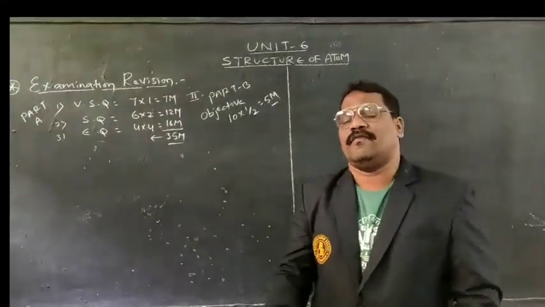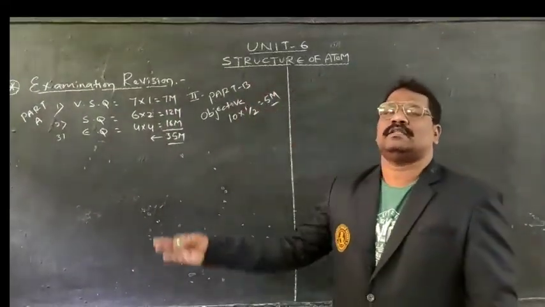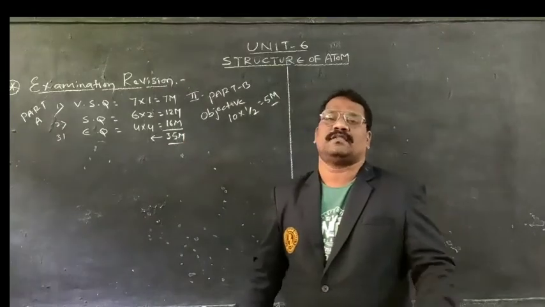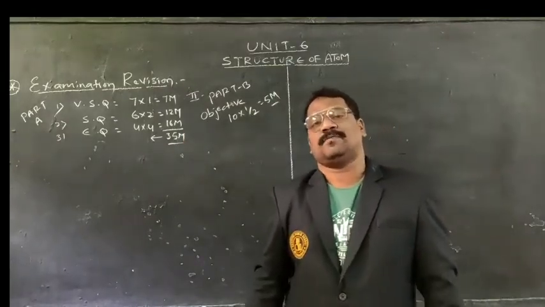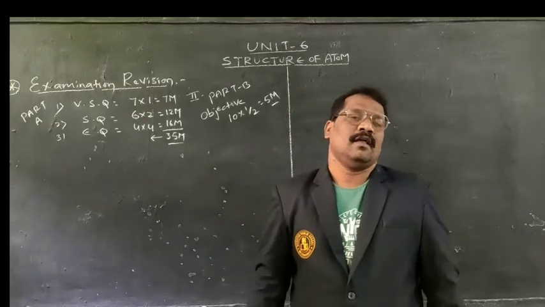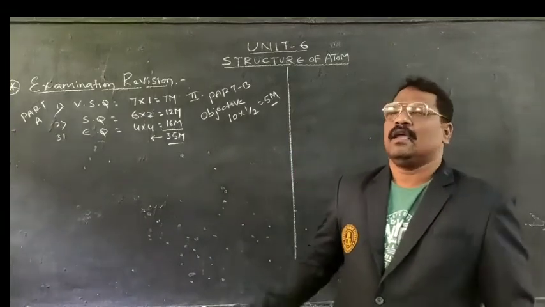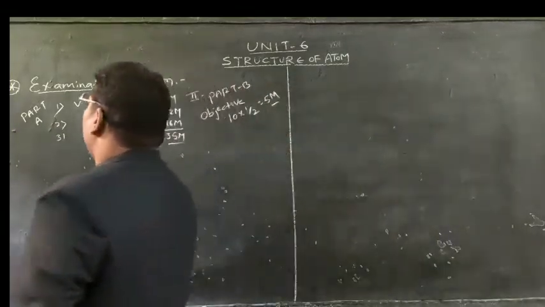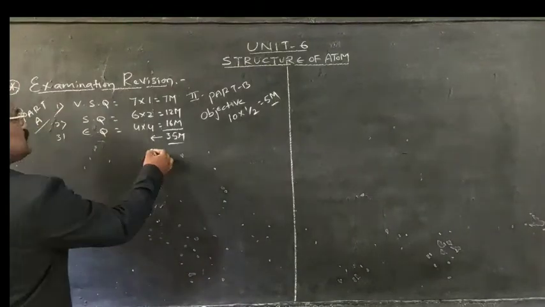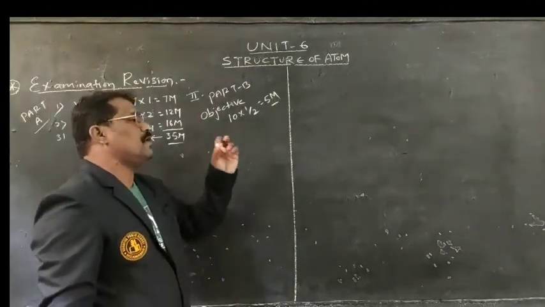Already we have studied, we know clearly how the examination pattern would be. In the first chapter, as I was explaining chemical bonding, I gave clarity on how the paper would be. Part A consists of 35 marks, part B consists of 5 marks.